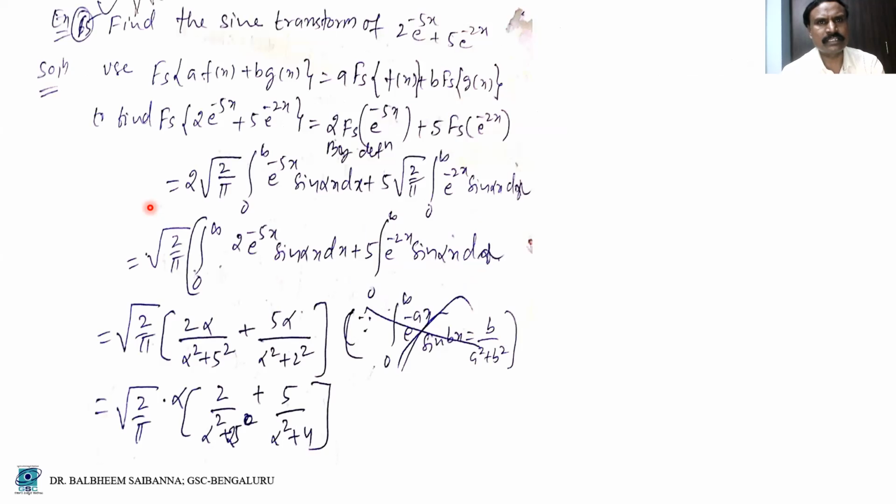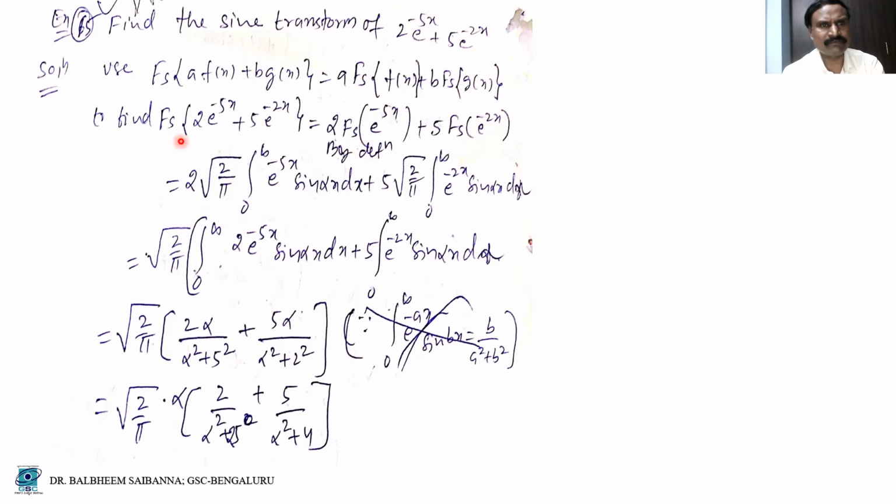Find the sine transformation of 2 times e to the power of minus 5x plus 5 times e to the power of minus 2x. Now to solve this problem, let us use one property of the Fourier sine transformation, that is Fs of af of x plus bg of x is equal to a Fs of f of x plus b Fs of g of x, a linear property.